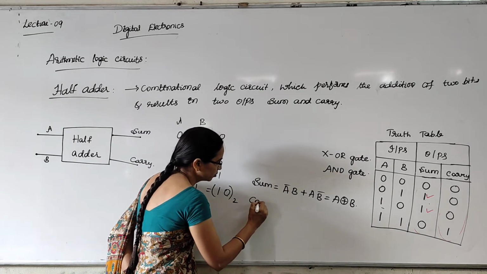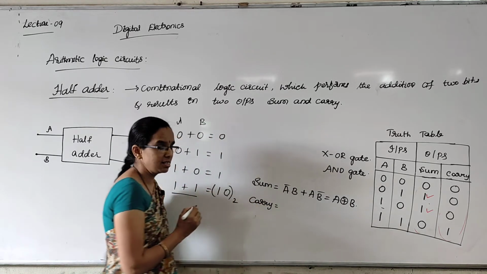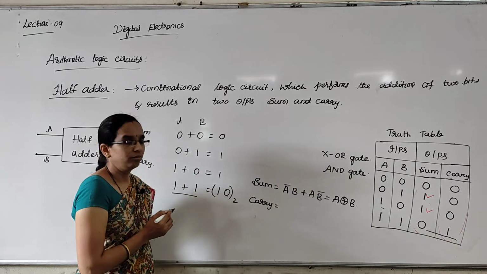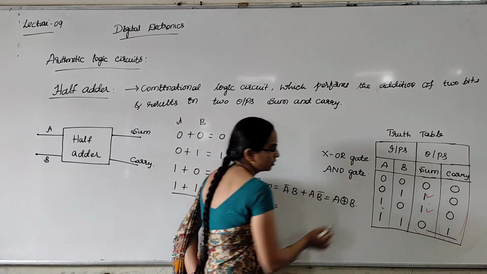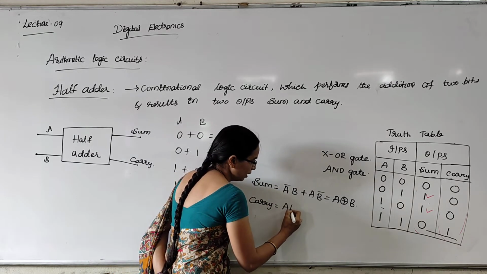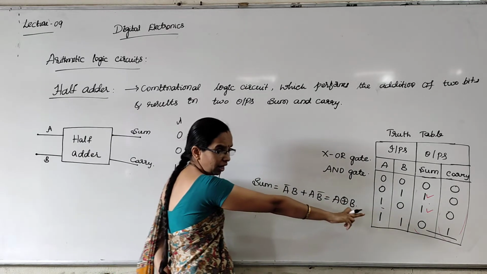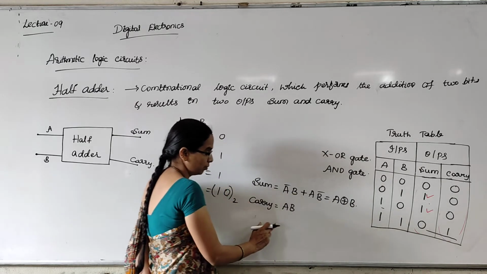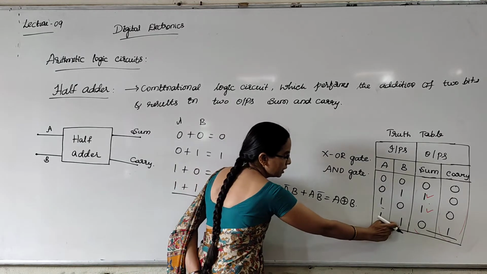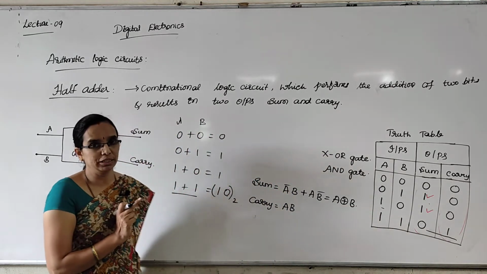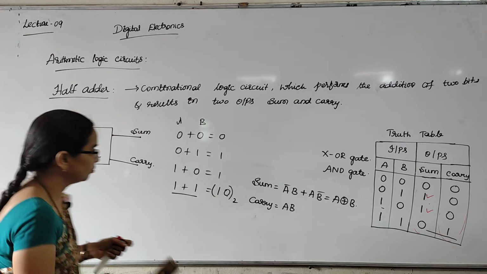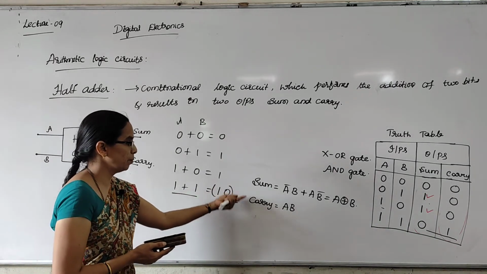For carry, it is only the last one. For the inputs 1 and 1, we have high output. So, how will we write that? AB. Only one high output in the carry column, so only one term will be there. A is 1, B is also 1. Directly I can write A B. Okay. So, this is how we will write expressions for sum and carry.